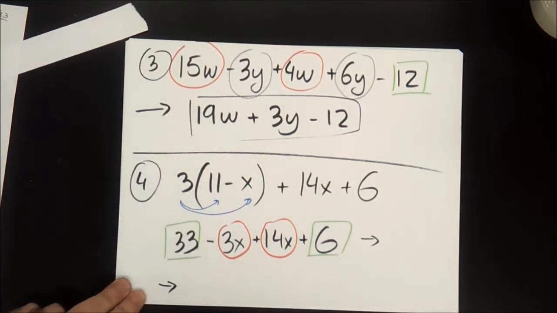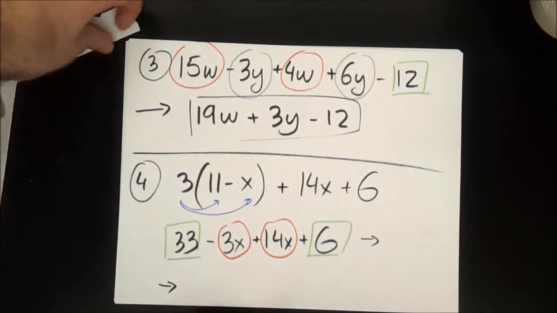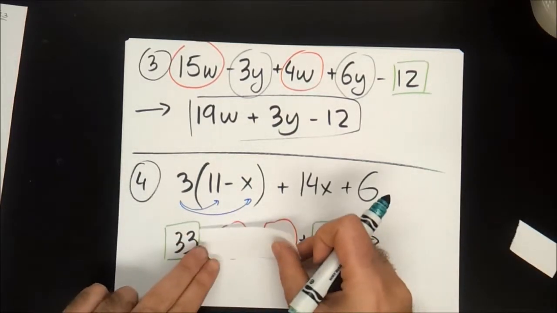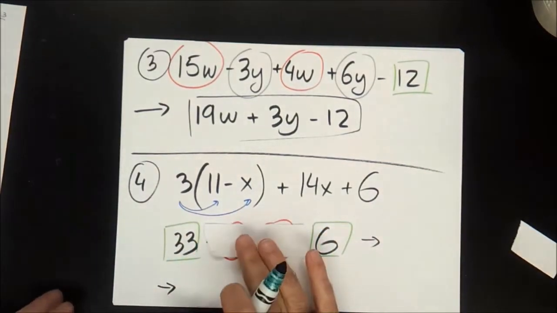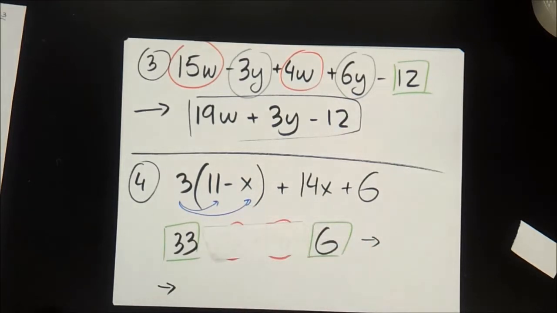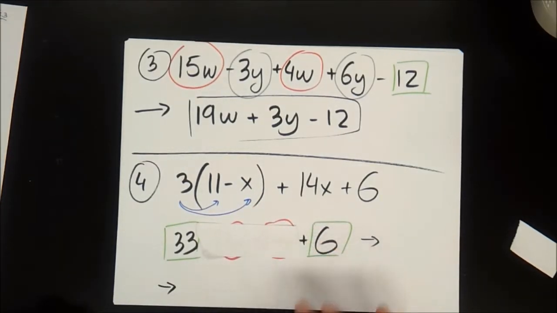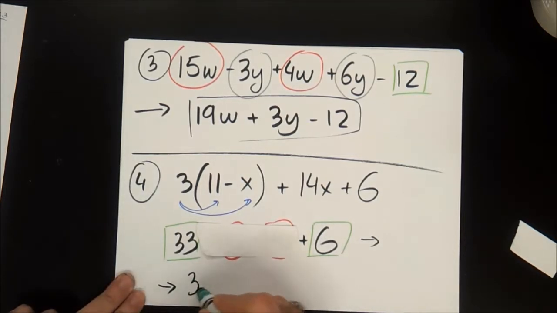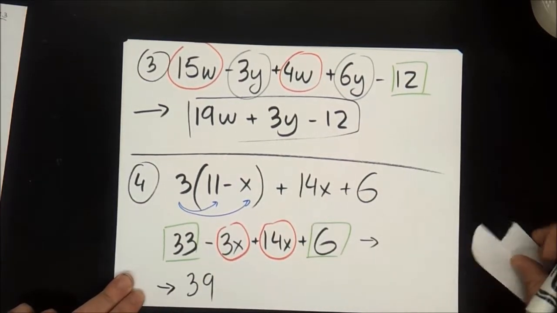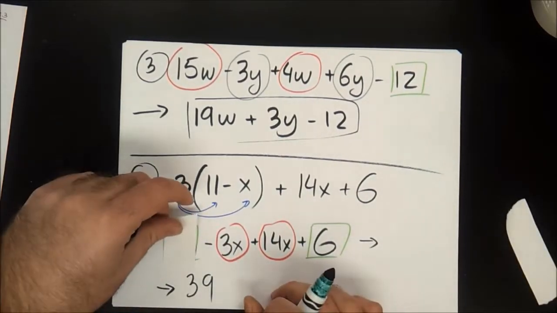I'll start with the constants because I have a constant first here. What's 33? And again, I want to cover up the x terms because we're not dealing with them. That minus belongs to the x terms, so I'm going to cover it up so it doesn't confuse anyone. What's 33 plus 6? Well, that's easy. That's just 39.